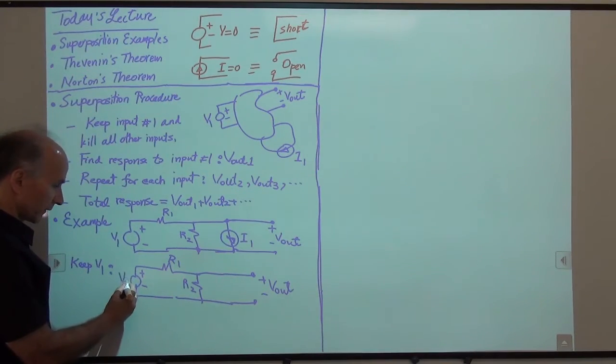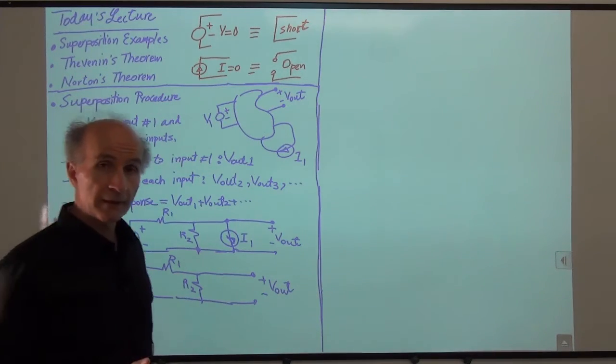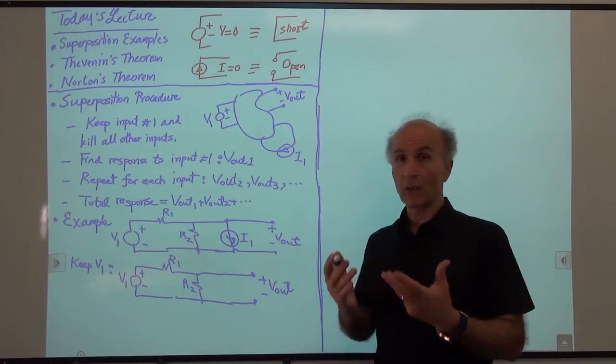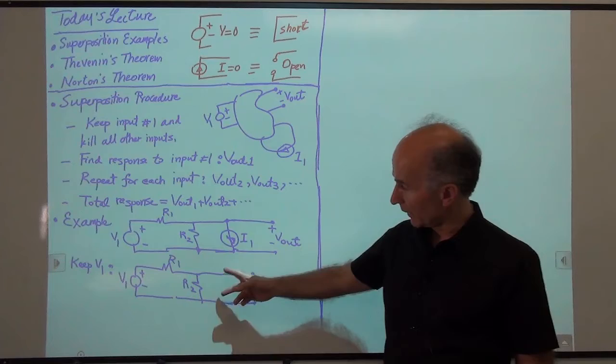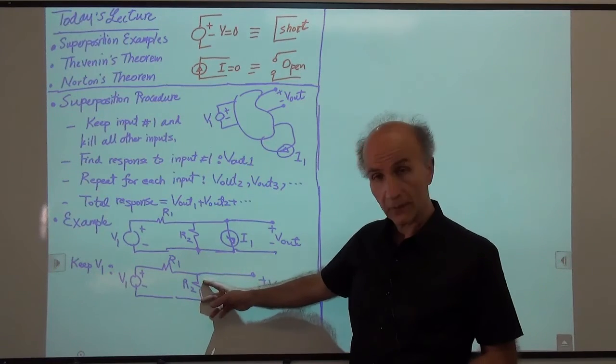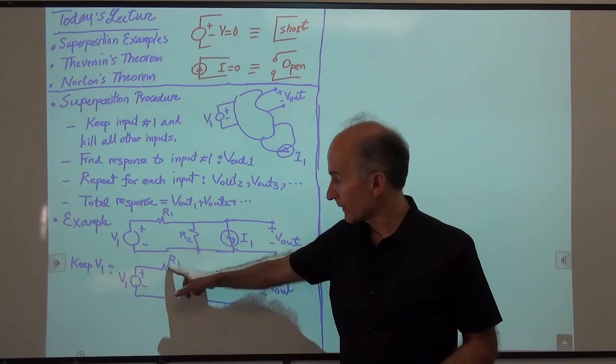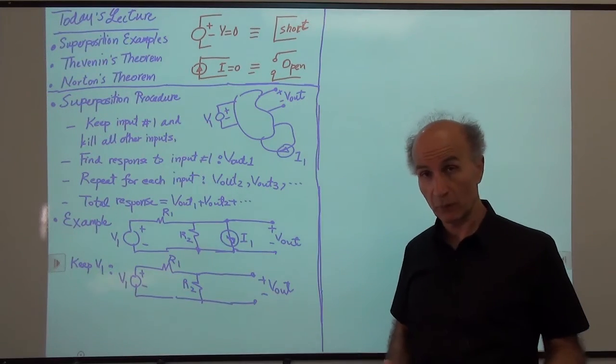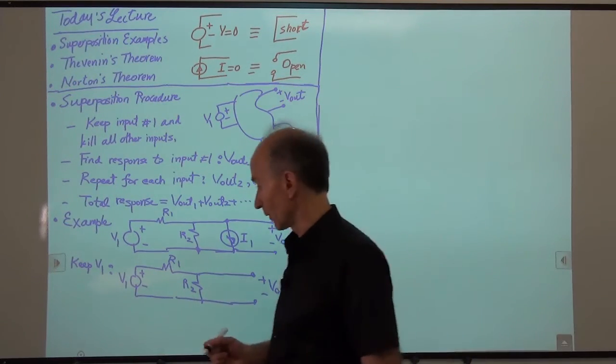Okay, how much is the output? Well, this is a voltage divider. We have seen this a number of times, so I don't even need to solve the circuit. I can say that this output is equal to this resistor over the sum of these two resistors multiplied by V1. Right? This is what's called a voltage divider, as you saw before.